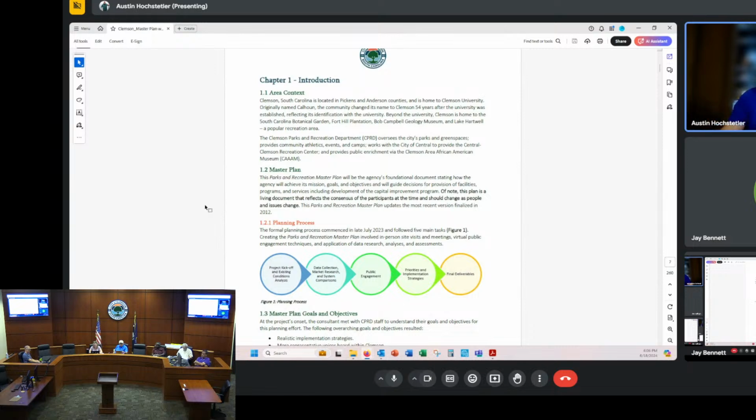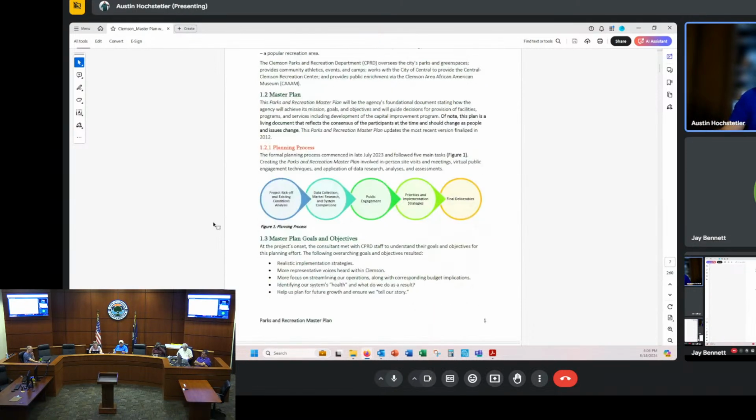So the first chapter is just the introduction. It's a short little chapter, but it talks a little about the area and what the master plan is. Something of note here, and I put this in bold, is that this plan is a living document, and it's intended to be so. It reflects the participants at the time, but it should also change as people and issues change.